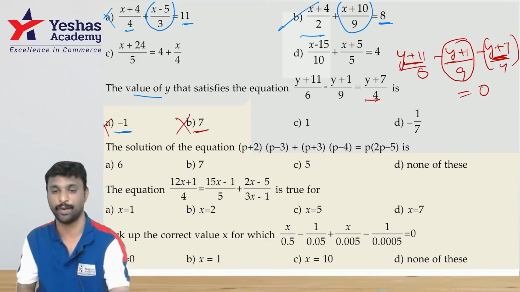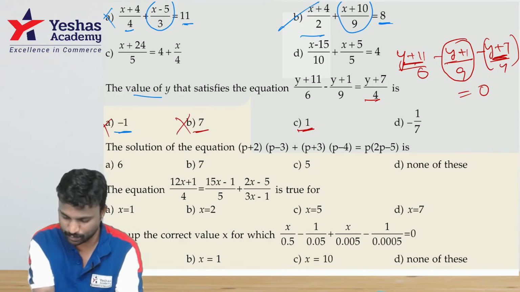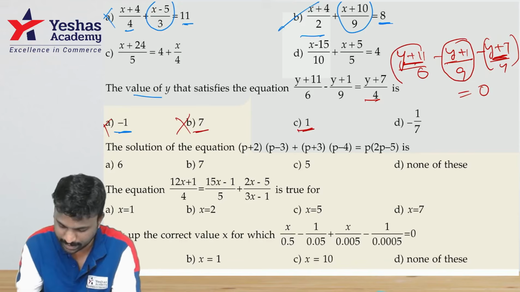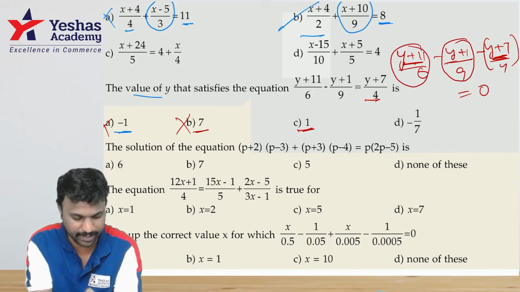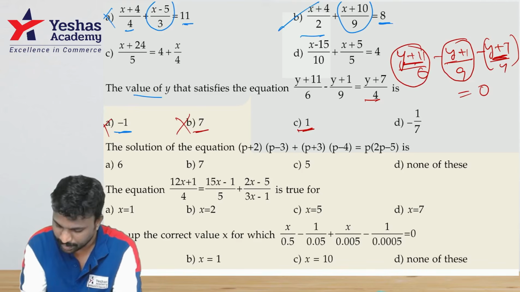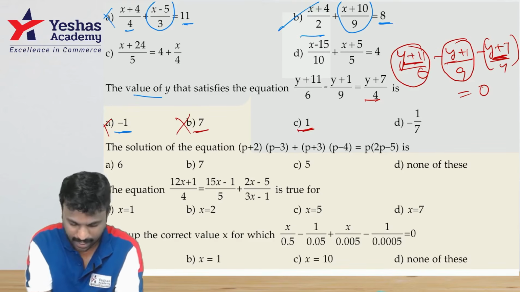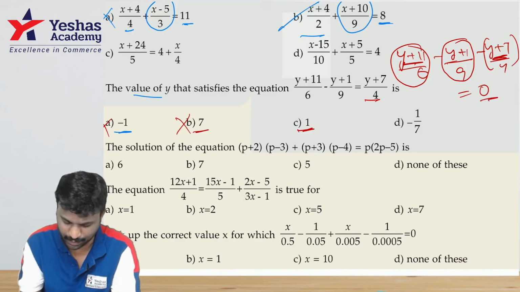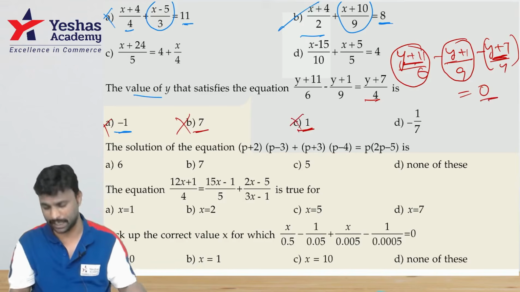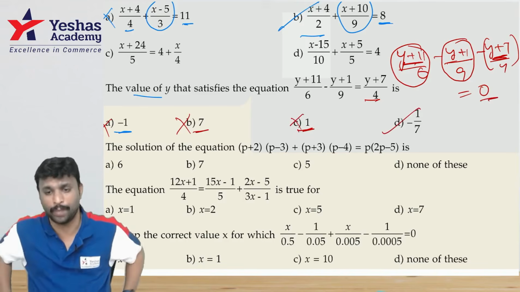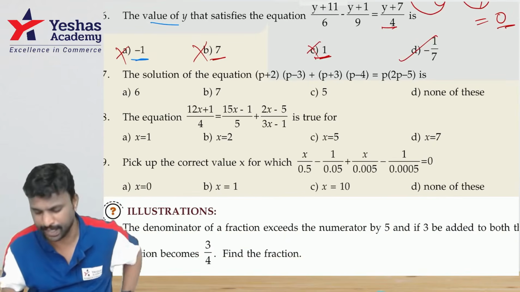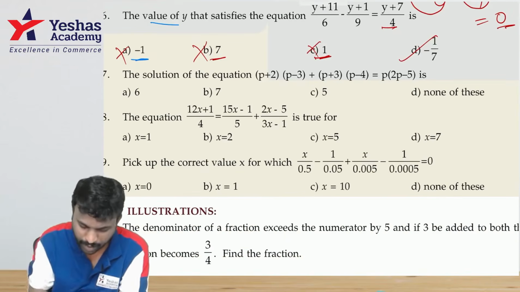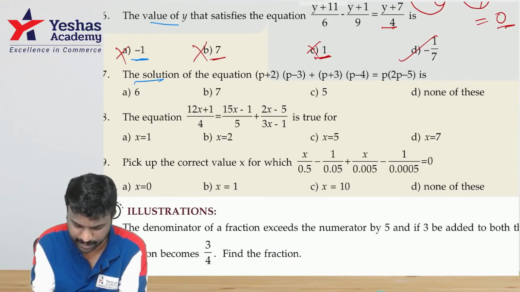It's not 0. Guys, if I put y value as 1, what will happen? Y is 1. 1 plus 11 is 12. 12 by 6, M plus. 2 by 9, M minus. 8 by 4, 8 by 4 M minus MRC, that fetches you minus 0.222. It's not equal to 0. Even option C doesn't satisfy. The only option remaining is option D. That should satisfy the equation. Have you understood? Guys, moving on to the next question, that is question number 7.